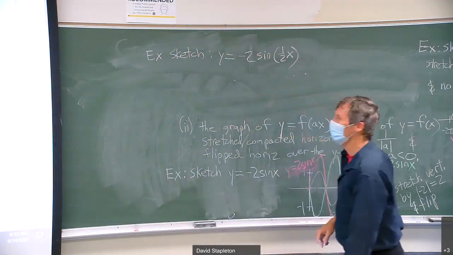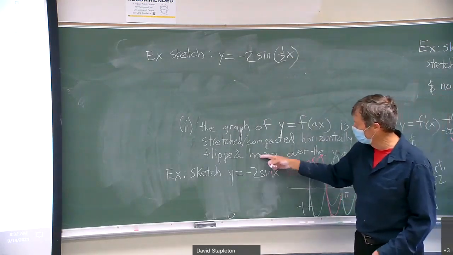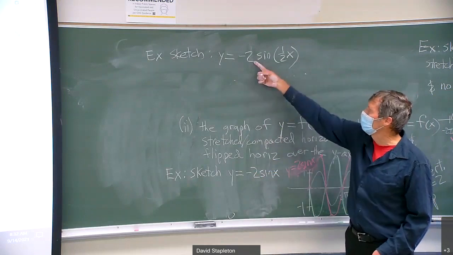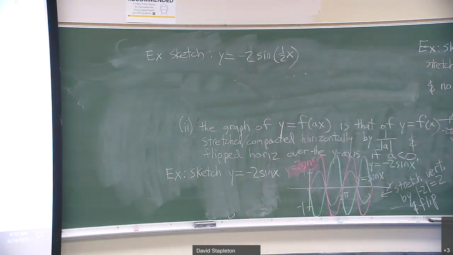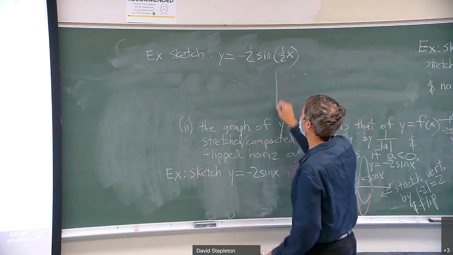What does this do? It does both those things, right? It has the stretch by a factor of 2 and flip upside down for the y coordinate because of the minus 2 out front. But it has a stretch by a factor of 2 and don't flip horizontally because of the factor of 1/2 inside. So now it's going to be twice as tall and twice as stretched out.